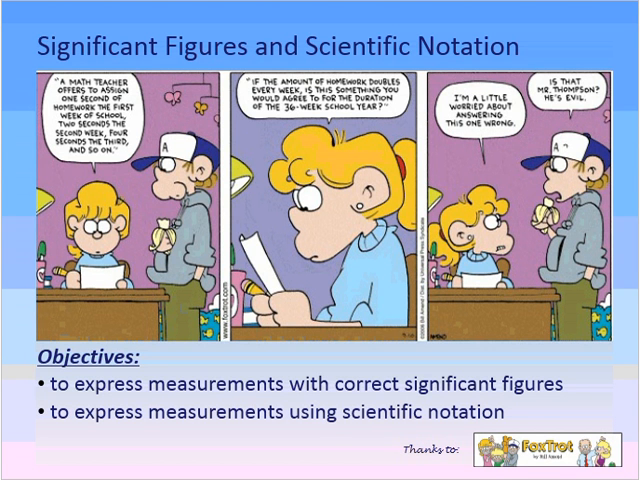Hi everybody, today we're just going to do a quick review of significant figures and scientific notation, two topics that you should already be familiar with from previous math or science classes. So the objectives for this lesson are to be able to express measurements that we take in the lab with correct significant figures, and to express measurements using scientific notation. We'll be using a lot of numbers in our calculations in class, and you want to make sure you know what to do with them when they're expressed in scientific notation.